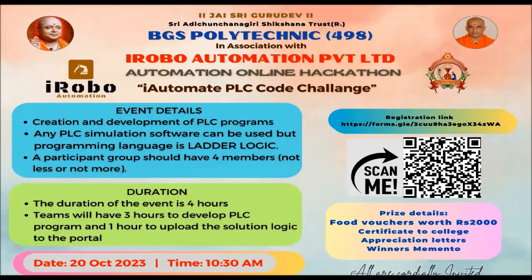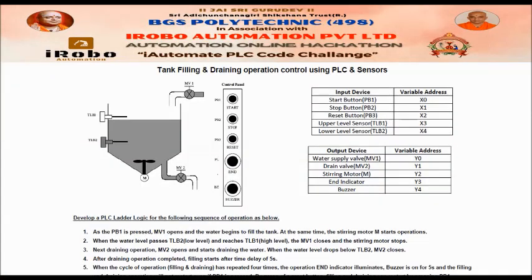This is the problem statement given in the challenge. This is an automatic tank filling and draining operation control using PLC and sensors. So there is a tank here which has got two sensors, TLB1, which is an upper level sensor, and TLB2, a lower level sensor. The tank has one stirring motor, Y2. For filling there is a valve MV1, a filling valve operated by a solenoid controlled by the PLC. And MV2 is there for draining purposes.